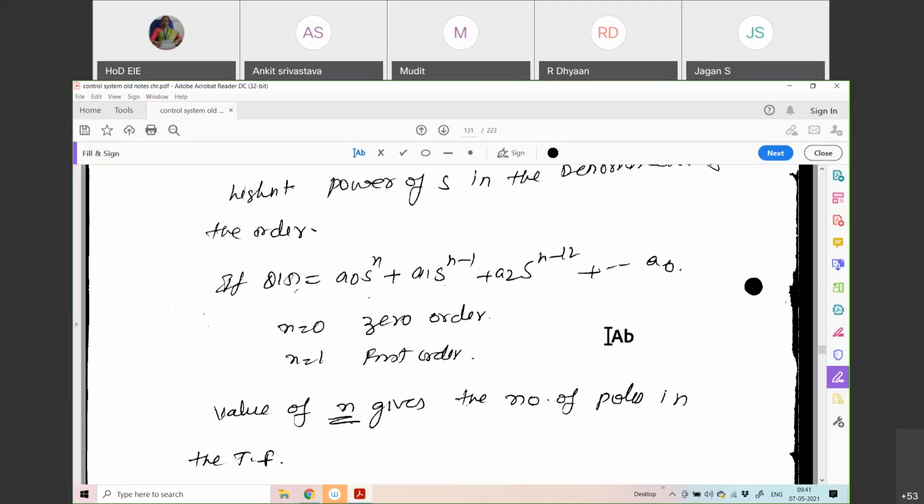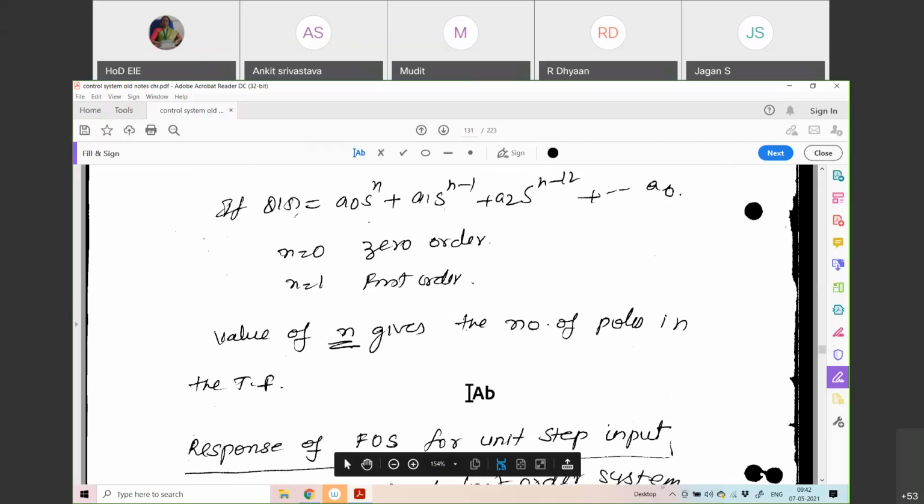Here you have to remember that the highest order of the polynomial of the denominator indicates the order of the system, and the order of the system indicates the number of poles the system has.